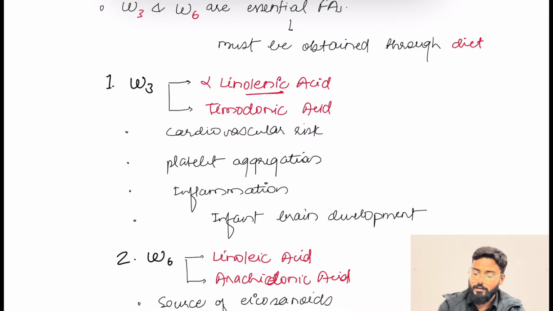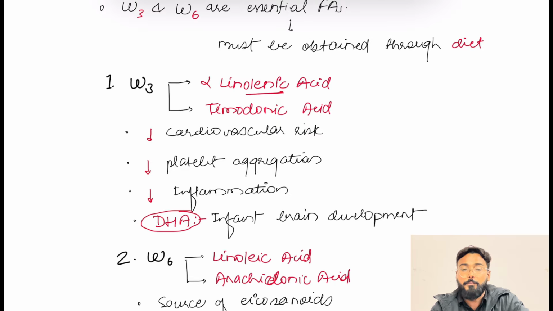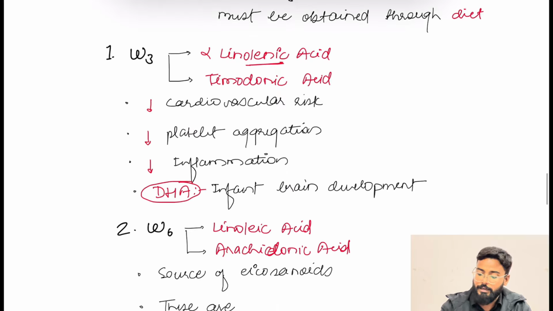So we will see some importance of these fatty acids. Omega 3 fatty acid is going to decrease the cardiovascular risk, decrease the platelet aggregation, and decrease the inflammation. And there is one type of omega 3 fatty acid that you must have heard about, that is DHA. DHA is very important for infant brain development. So DHA is a type of omega 3 fatty acid required for infant brain development.